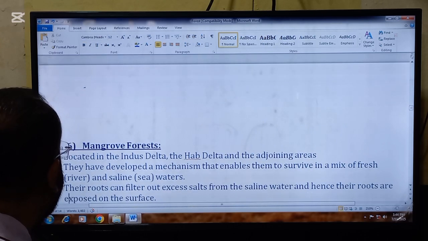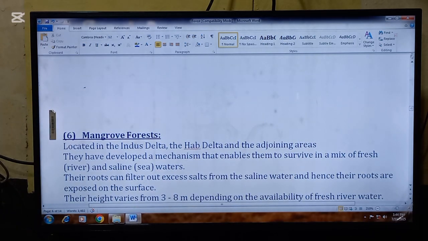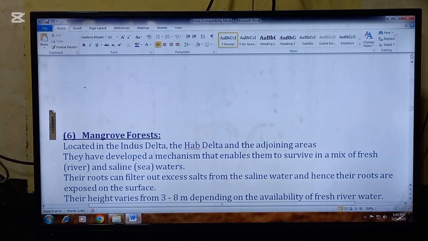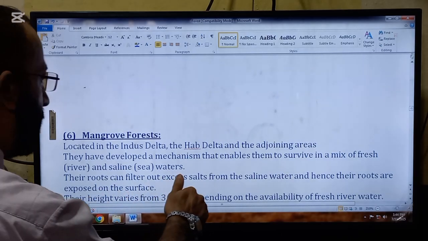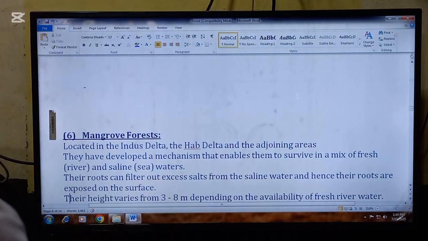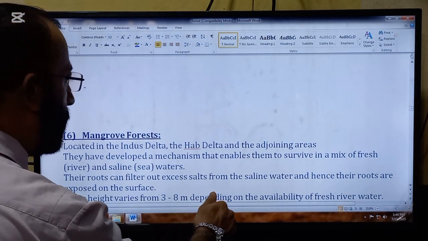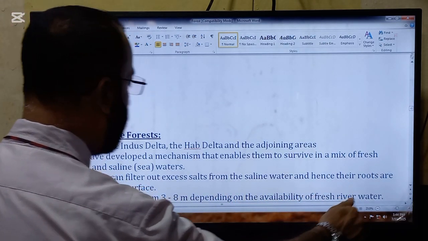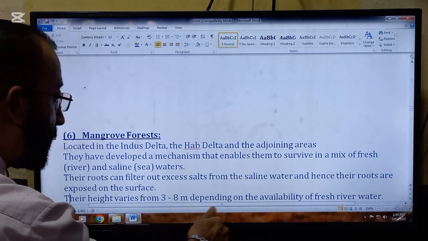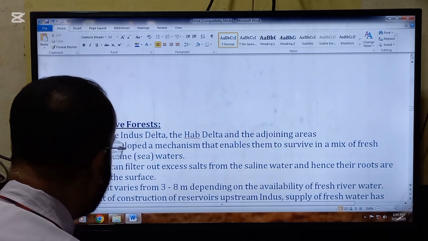The next we are going to read is mangrove forest. Located in the Indus Delta, the Hub Delta and adjoining areas. They have developed a mechanism that enables them to survive in a mix of the fresh and saline waters. Their roots can filter out excess salt from the saline water and hence their roots are exposed on the surface. Their height varies from 3 to 8 meters depending on the availability of the fresh river water.